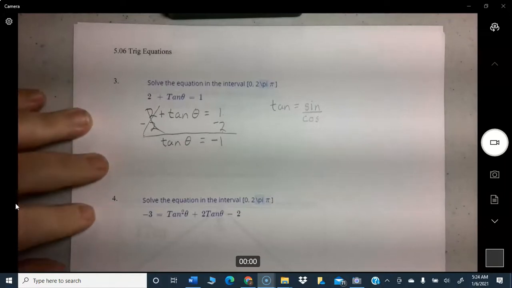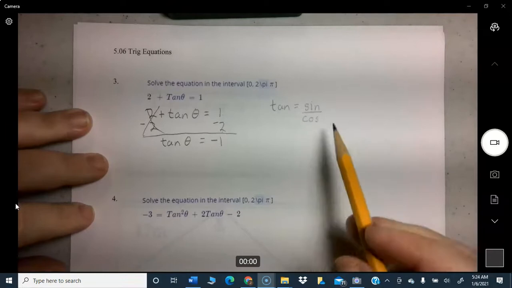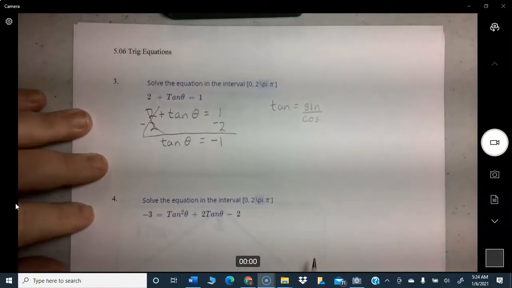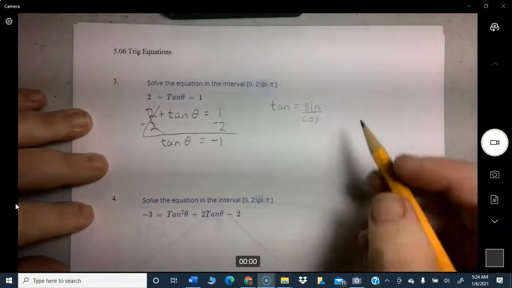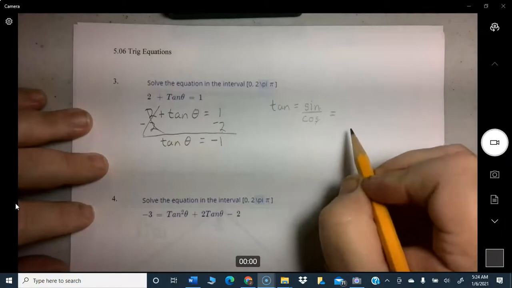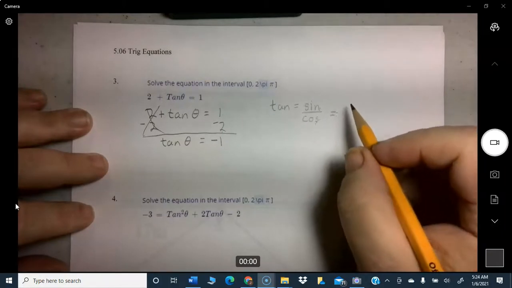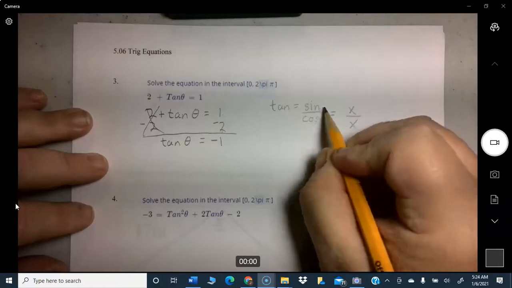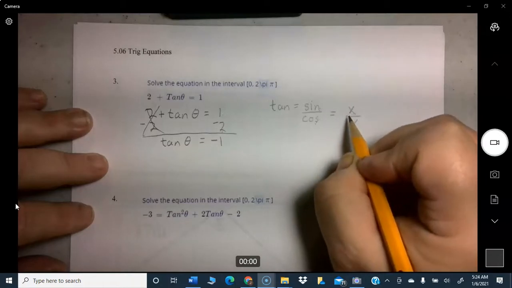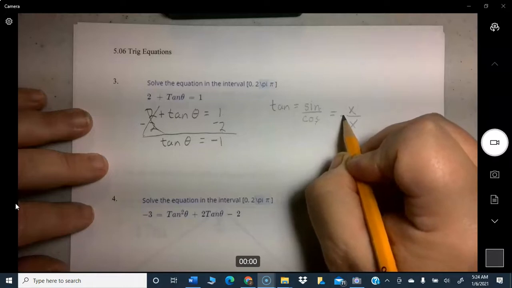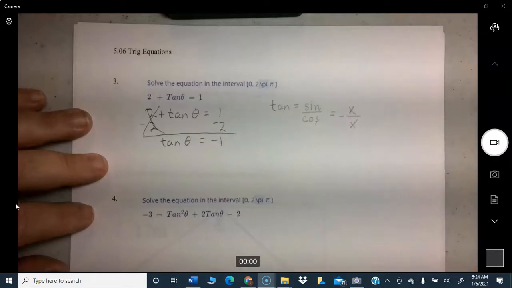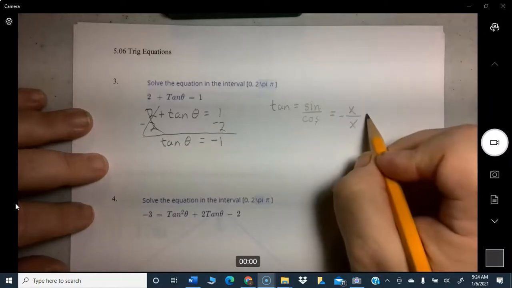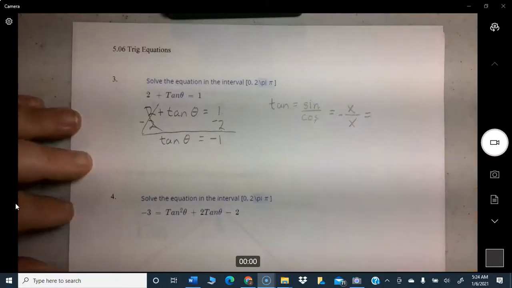All right. So where is the sine over the cosine equals 1? It's where the sine and the cosine are both the same number. I'm just going to use a variable here where they're both the same number x, and one of them, doesn't matter which one, has a negative sign in front of it, which makes it negative x over x. Okay, so where would that be on your unit circle?